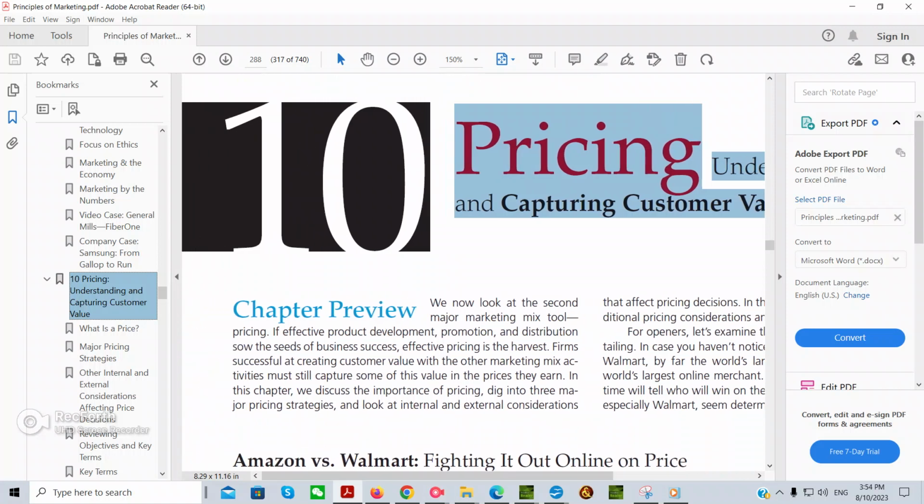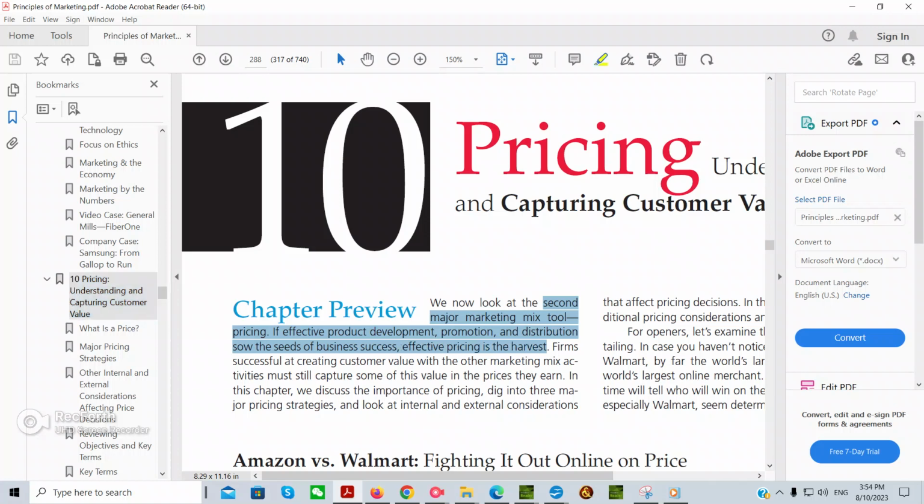From the chapter preview, we now look at the second major marketing mix tool, pricing. If effective product development, promotion, and distribution sows the seeds of business success, effective pricing is the harvest. Okay. So the pricing is what you get after you've shown the value of the product. You understand? The value of the product goes to the customer, and then the value of the pricing goes to the company.